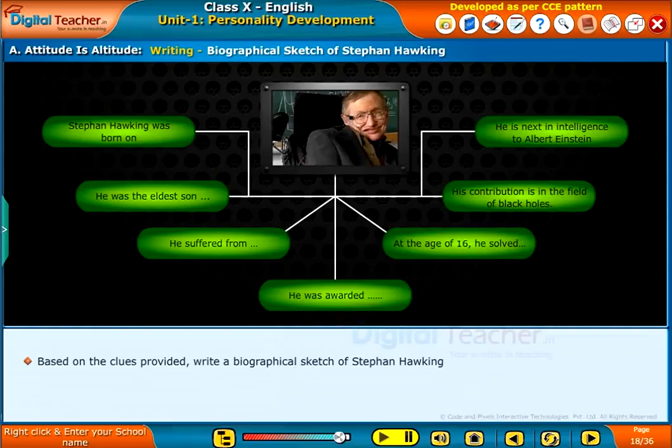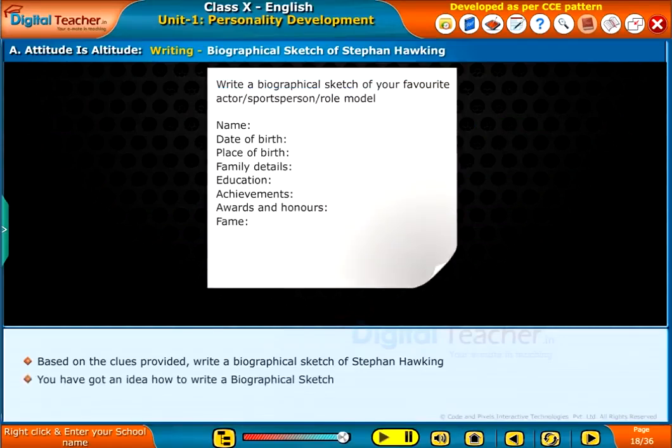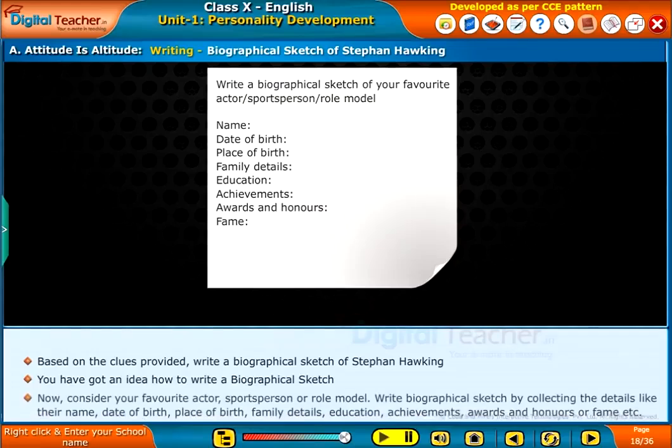Now, based on the clues provided, write a biographical sketch of Stephen Hawking. You have got an idea how to write a biographical sketch. Now, consider your favorite actor, sportsperson or role model. Write a biographical sketch by collecting details like name, date of birth, place of birth, family details, education, achievements, awards and honors or fame, etc.